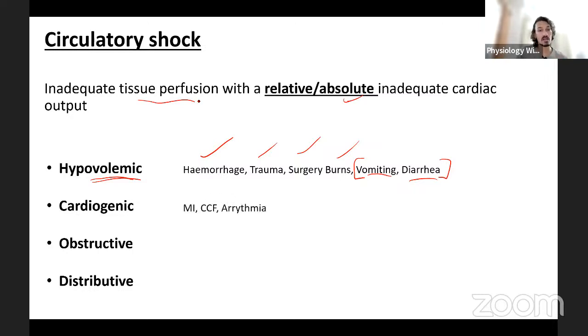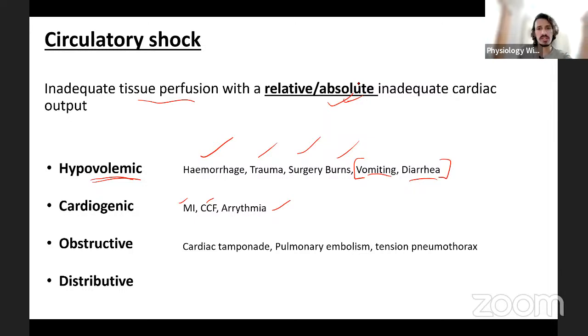Or it can be cardiogenic. The heart is not able to pump enough. Why will it not be able to pump enough? Either there's an MI, or an arrhythmia, or congestive cardiac failure. In all of these scenarios, the heart is not able to pump enough. Stroke volume is less, and when stroke volume is less, cardiac output is less. This is also an example of absolute cardiac output reduction. When inadequate tissue perfusion results, that is circulatory shock.